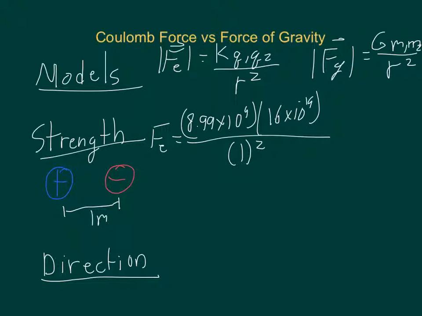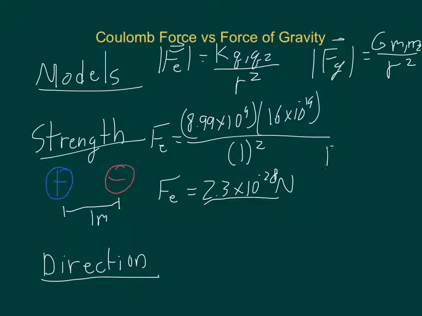And after doing some number crunching, we can then determine that given all these conditions, the Coulomb force between a proton and electron that are separated by 1 meter would be about 2.3 times 10 to the minus 28 newtons. A very small amount of force. But remember, we're comparing this to the force of gravity. So let's see if gravity, given these same conditions, will be stronger or weaker than this value right here.